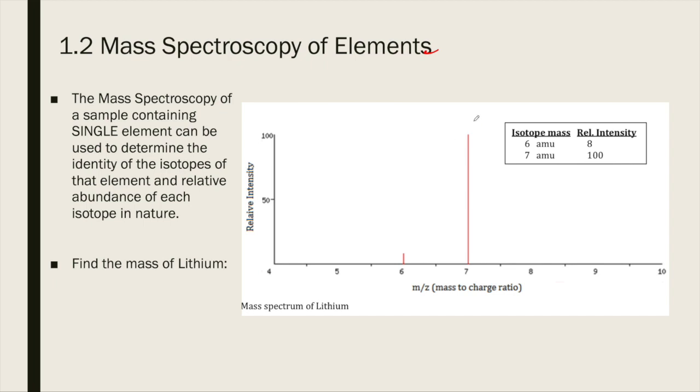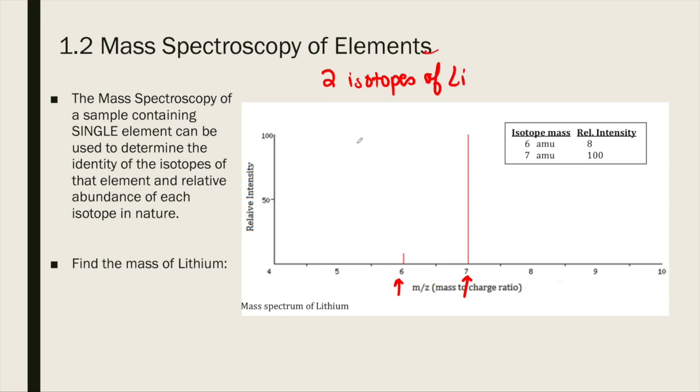By looking at this, quick question. How many isotopes of lithium exist in here? Just by looking at this. If you said 2, that's correct, because we have 2 peaks here, one at 6 and one at 7. So there's 2 isotopes of lithium.